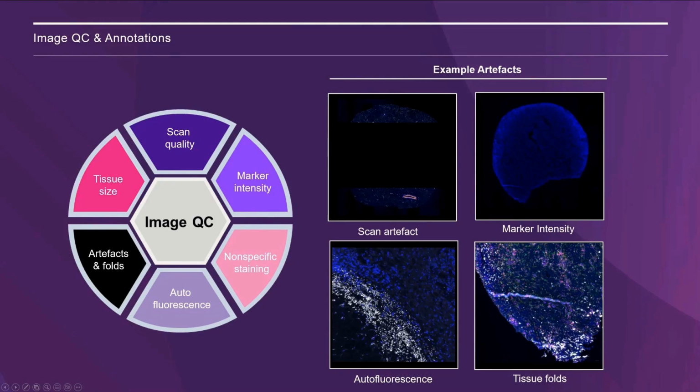Autofluorescence, such as the red blood cells here, or in collagen structures, where this autofluorescence can also be picked up by lower wavelength channels. And then also tissue folds, where we have an example of a tissue fold here that is showing brightly. And if this is not excluded in the downstream analysis from the tissue, then this area here can also pick up false positive cells.